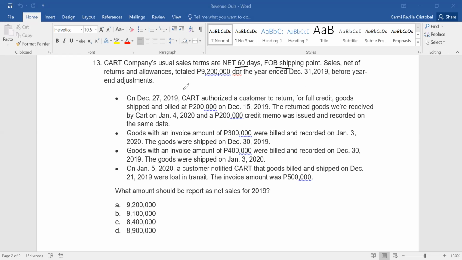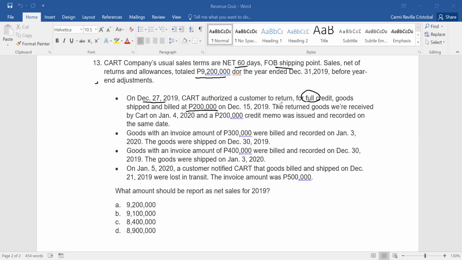And then the sales is net. The reported sales, sales net of returns and allowances, totaled 9.2 million for the year ended December 31, 2019, before year-end adjustments. So, wala pa naman mga adjustments. Nag-record lang tayo niya. Alright, so, on December 27, CART authorized a customer to return for full credit. Meaning authorized talaga. So, anytime magbalik, you will have to actually deduct that. Shipped and billed at 200,000 on December 15, 2019.